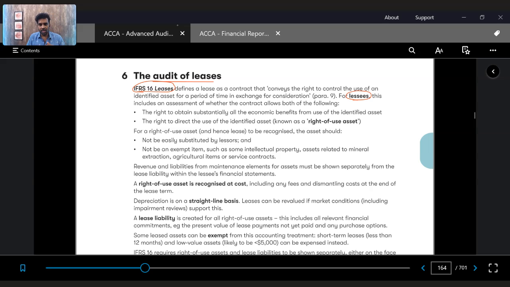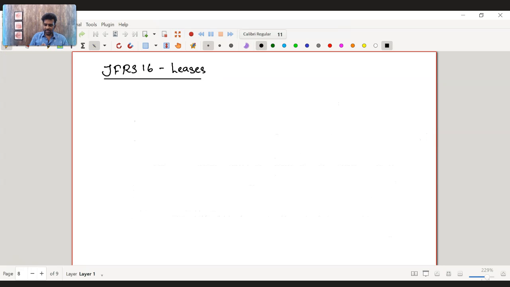IFRS 16 is something that you would have learned already in your financial reporting subject, your strategic business reporting. So I'm not going to give you a big detailed explanation about IFRS 16, but let's quickly summarize what is IFRS 16, what is a lease contract, and understand the particulars about the standard before we learn how to audit it. So IFRS 16 leases. So what is a lease contract?